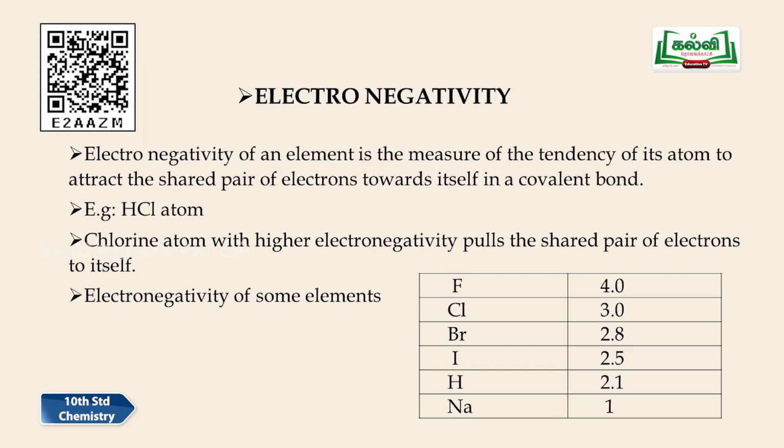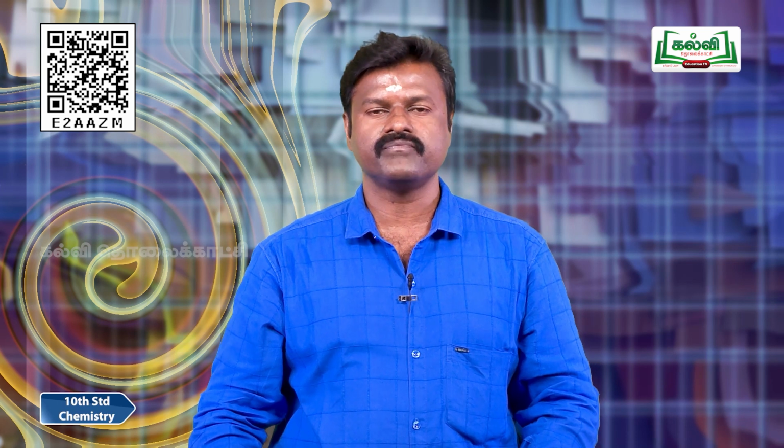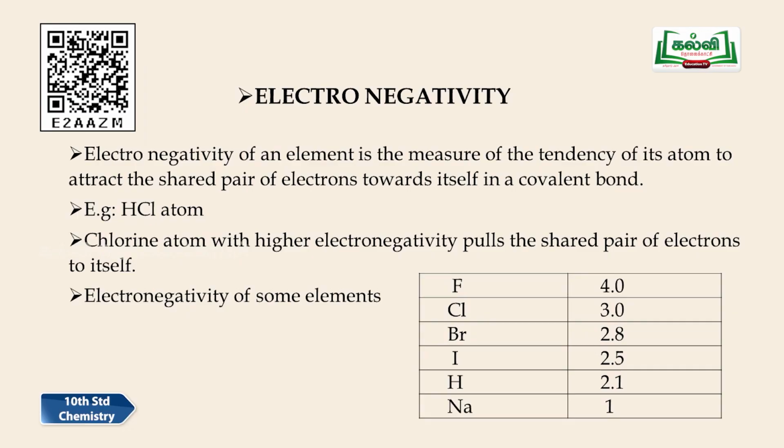Electronegativity is the relative tendency of an atom in a molecule to attract the shared pair of electrons towards its side. See here, it depends upon different properties like bond energy, ionization energy, and electron affinity and what not, right? The electronegativity can be determined based on the Pauling scale, which is a widely accepted scale to measure electronegativity. Some of the values are given in your textbook: for fluorine it is 4, for chlorine it is 3, for bromine 2.8, iodine 2.5, hydrogen 2.1, and for sodium it is 1, right?